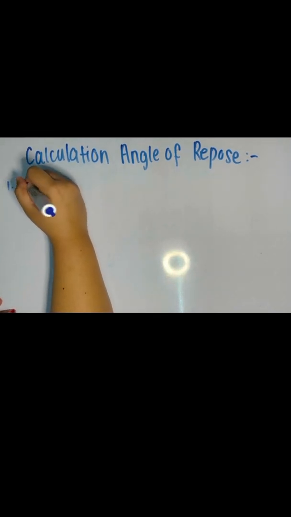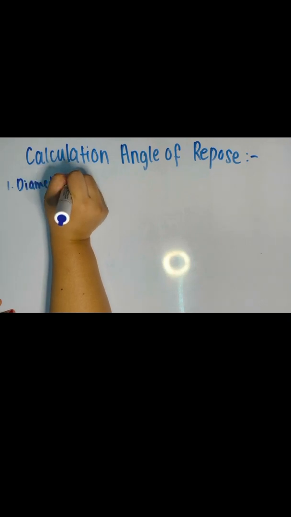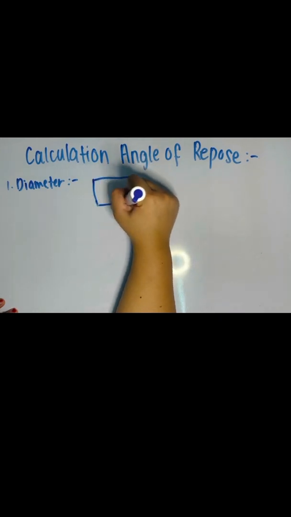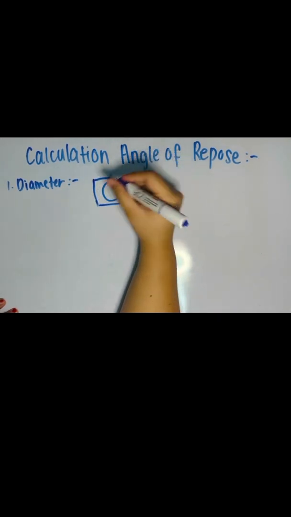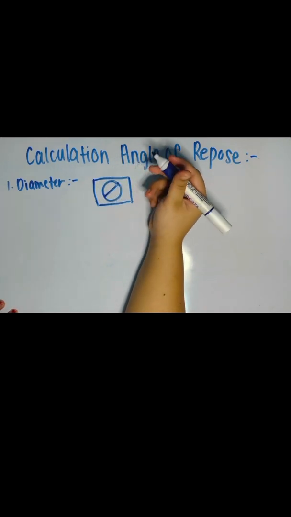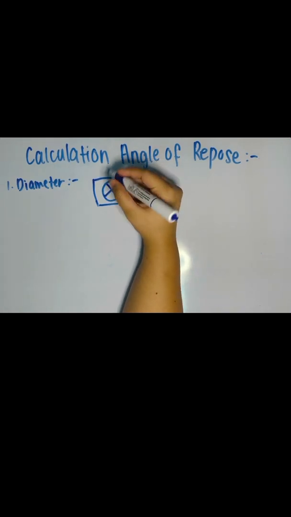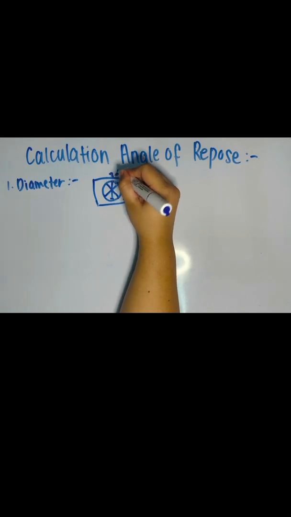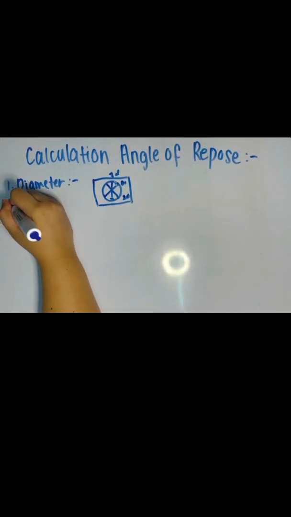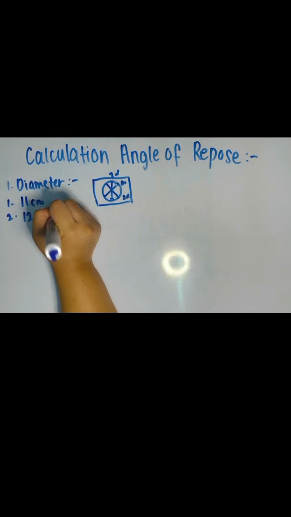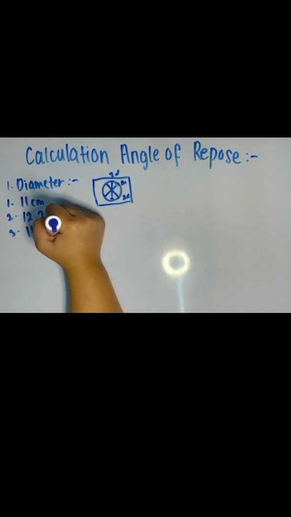So let's say we have a sample of data from the experiment. We have the diameter of the cone. The diameter is obtained from the circle that we draw, and we need to take at least 3 data in order to find the average. So this is the first diameter, second diameter, and third diameter. Let's say the first diameter is 11 cm, second diameter is 12.12 cm, and third diameter is 11.6 cm.